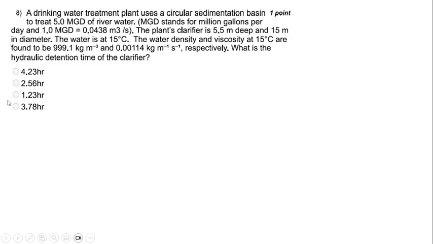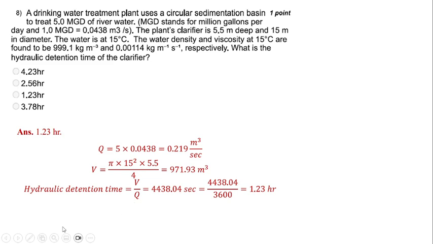The next question is similar to the previous question. The drinking water treatment plant uses a circular sedimentation basin to treat 5 mgd of river water. Again, the conversion is given in the question itself. The plant's clarifier is 5.5 meter deep, 15 meter in diameter.